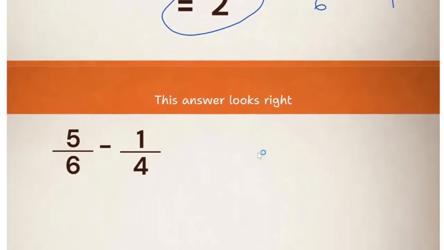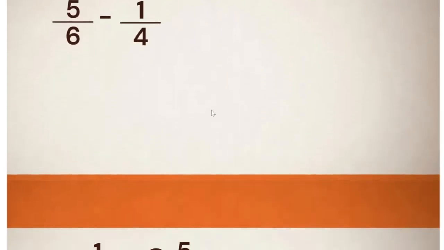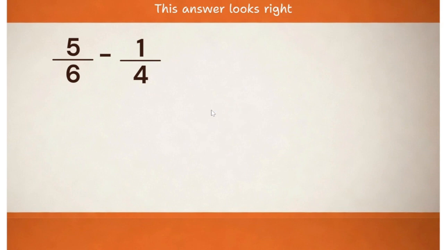So, how do we solve this? The first thing we need to do is make the bottoms look the same. You can only add or subtract fractions when the denominators are the same. So to solve this, we must make sure the denominators are the same. So the first step, let's solve this together.